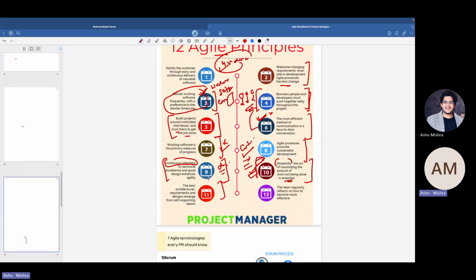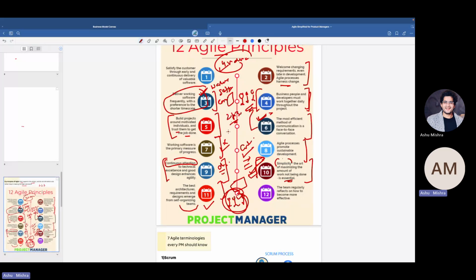Then the 11th principle is the best architecture, requirements and design emerge from self-organizing teams, right? So what are those three members? There is a product manager, there is a developer, there is a designer. So this team alone is a self-organizing team. They are providing input to each other. So guys, what the 11th principle is saying is that it's a shorter team. Even if you see Amazon's two-pizza principle, right? What it says is there should be a number of people in a meeting who can eat two pizzas only, right? So all of these are coming from this 11th principle of agile.